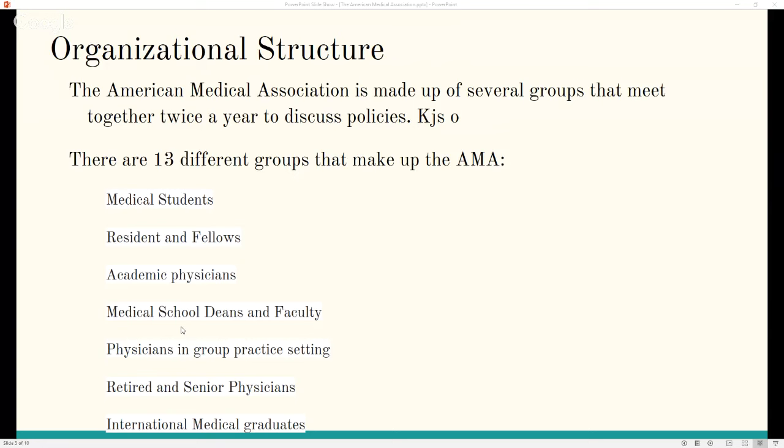There's medical students, residents and fellows, academic physicians, medical school deans and faculty, physicians in group practice settings, retired and senior physicians, and international medical graduates. And there's a couple others that you can follow the link to get the rest of those. Next slide.